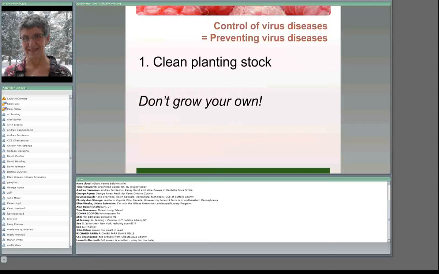Okay, so my last few slides have to do with controlling virus diseases. But really, what you're trying to do is prevent virus diseases from getting onto your farm. I think I've said this already a couple of times. One of the most important things is to start with clean planting stock. Don't grow your own raspberries, even though it may seem like an economical option at the time.